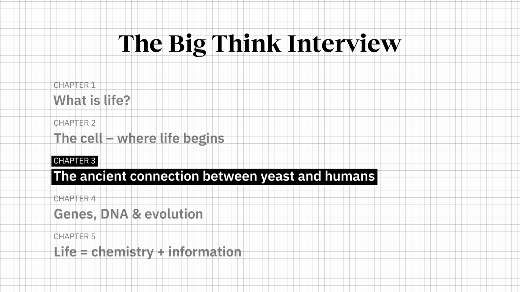Chapter 3. The Ancient Connection Between Yeast and Humans. One thing that's important about cells is that they reproduce themselves. They undergo division from 1 to 2. And of course, reproduction is a characteristic of all life. It's one of the things that all living things do. And you see it in its simplest form in the division of a cell.